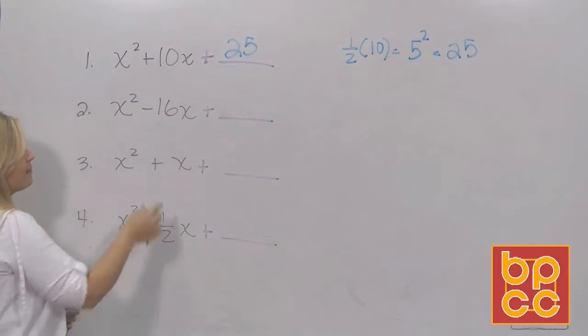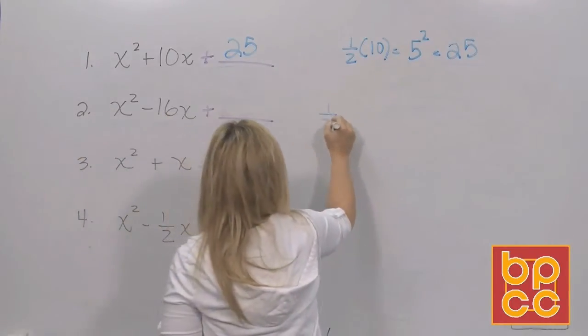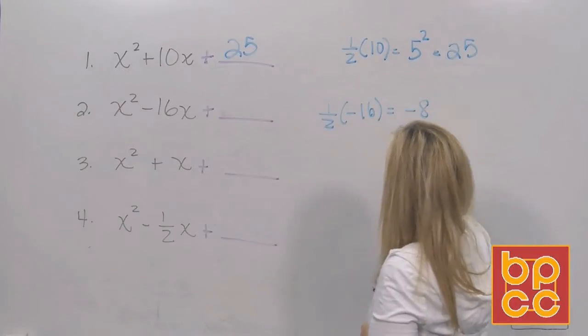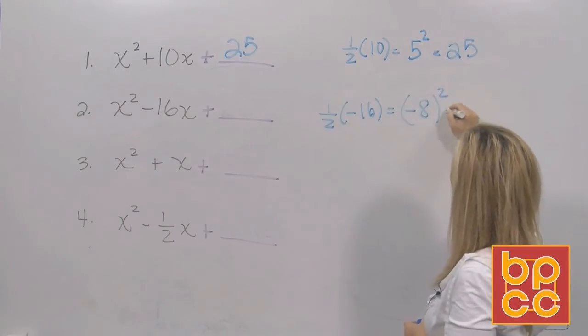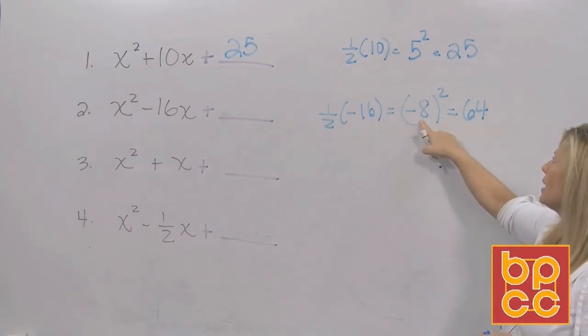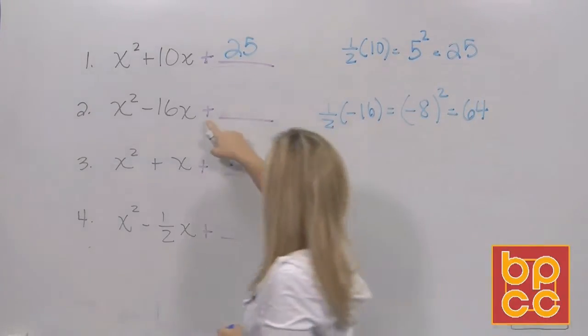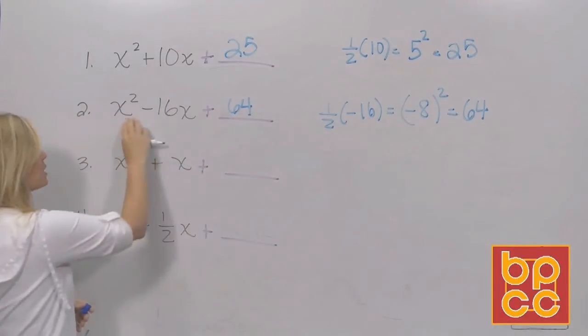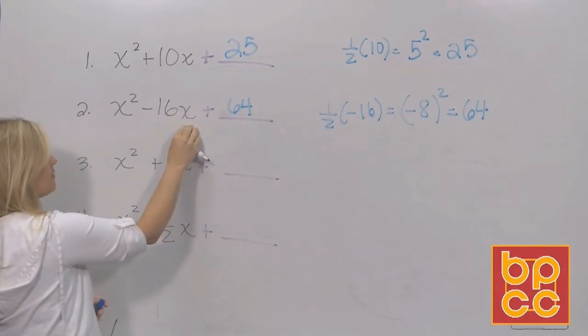What are we going to take half of? Negative 16. So half of negative 16 is negative 8. And then we're going to square it, and we're going to get 64. And we all know when we square a negative, it always becomes positive. That's why we're always adding here. What you've done now is make a trinomial. This is guaranteed to factor.